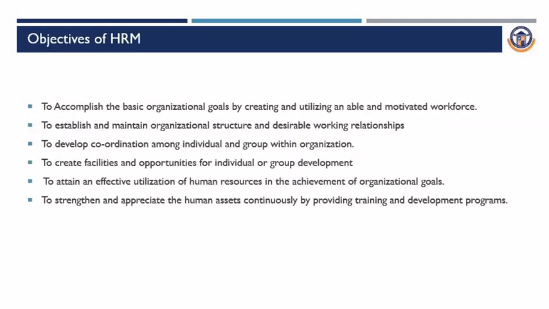Then next we shall discuss the objectives of HRM. The first objective of HRM is to accomplish the basic organization goals by creating and utilizing an able and motivated workforce. The next objective is to establish and maintain organization structure and desirable working relationships. Then to develop coordination among individuals and groups within the organization. Then to create facilities and opportunities for individual or group development. Then the utmost important objective is to attain effective utilization of human resource in achievement of organization goals. Then to strengthen and appreciate the human asset continuously by providing training and development programs. These are the major objectives of HRM.